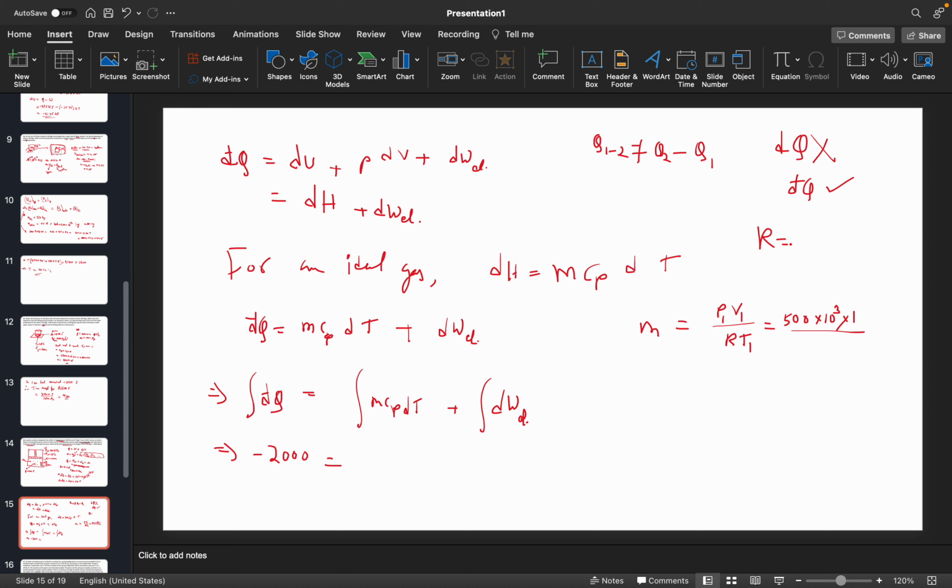We know R is equal to 8.314 divided by molecular mass. Do you know what is the molecular mass of nitrogen? It's N2. Nitrogen gas does not stay as a single atom, so the molecular mass of nitrogen gas will be 14 into 2, it will be 28. So that means 8.314 by 28, it will be almost equal to 0.296.